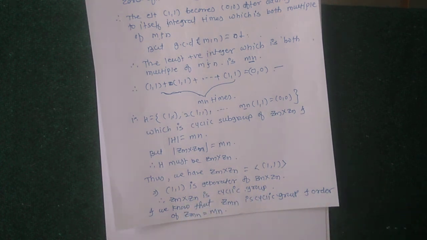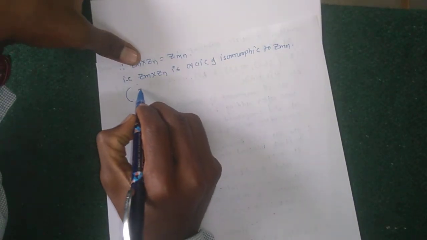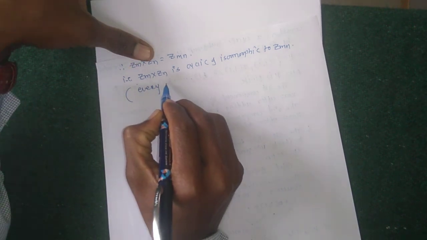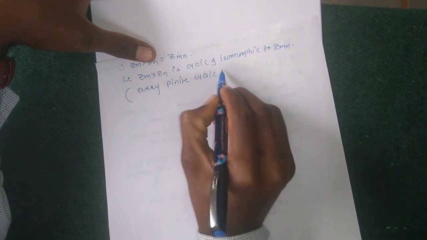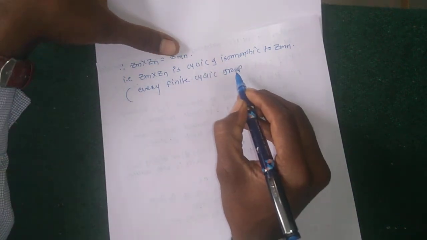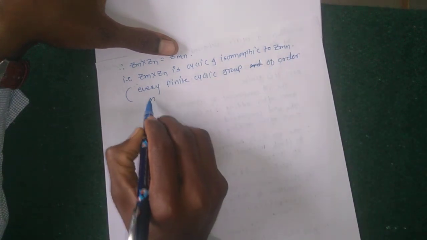And Zmn is also cyclic, because Zmn has generator 1, and its order must be m into n. And we know one theorem here: every finite cyclic group of order n is isomorphic to Zn.